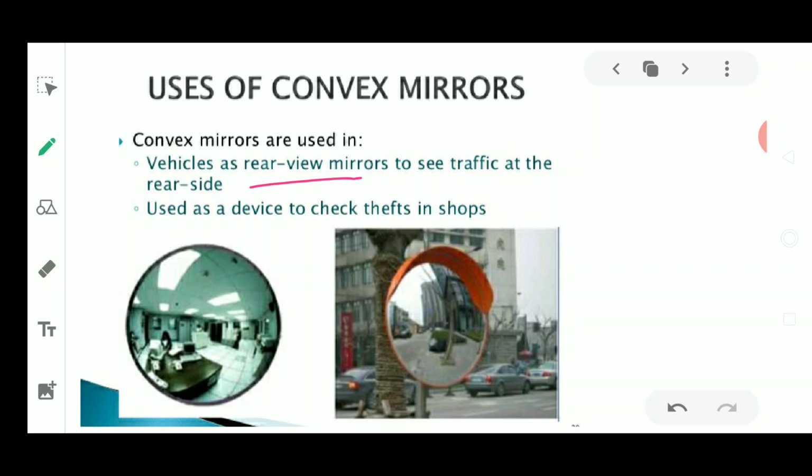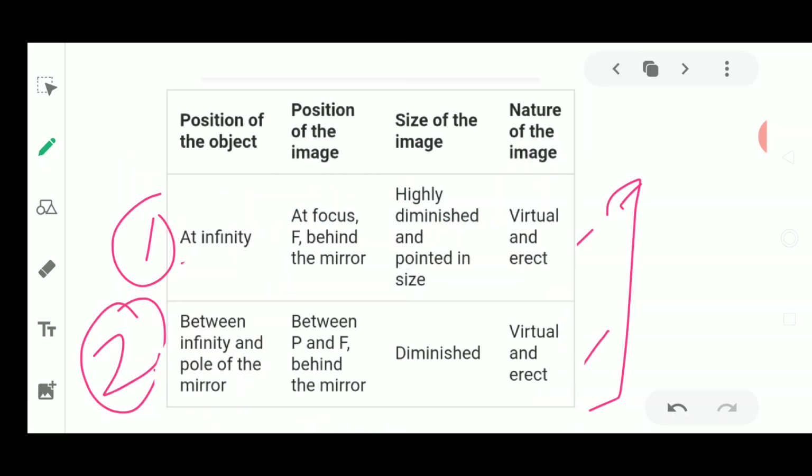Now next, it is used as a device to check thieves. It is going to check thefts in shops. Okay, so this is a very good thing which is used in shops for catching thieves. Why? Because it is going to give you a large area of reflection. Next, the image is always formed erect. Please remember, whether the object is very far away or very close, in both conditions the image is always formed erect.